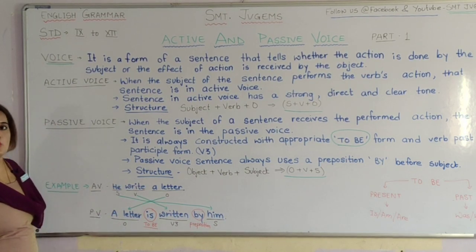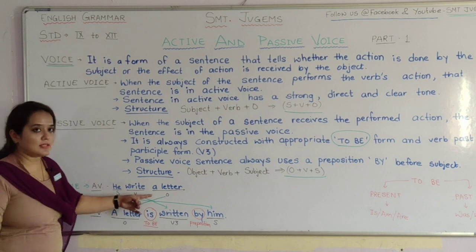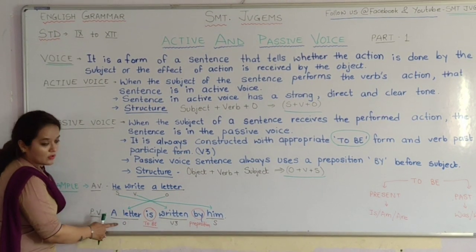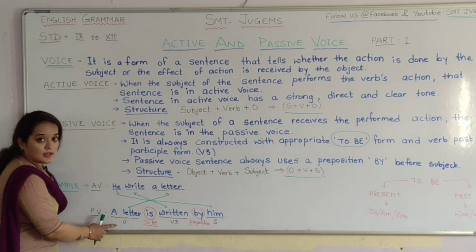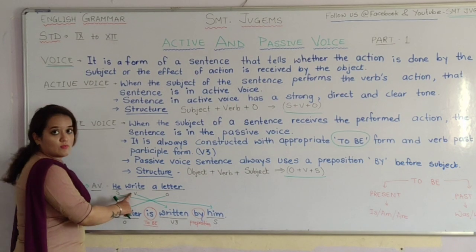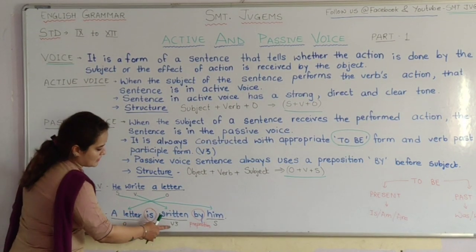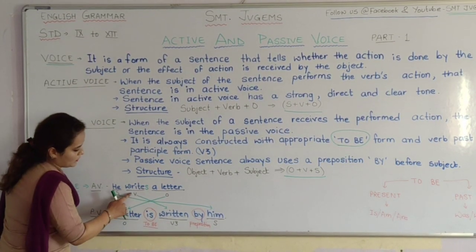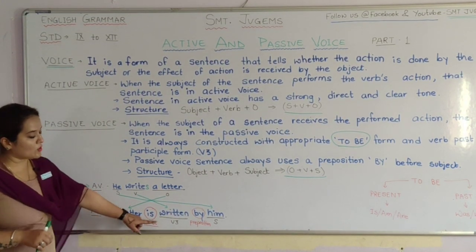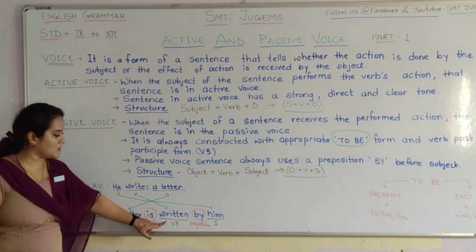Now what will we do? We will find these out and then we will convert. So first we will bring the object down. So a letter is shifted to the subject of passive voice. Now we will convert this verb into V3, as the verb is always used in the past participle form.